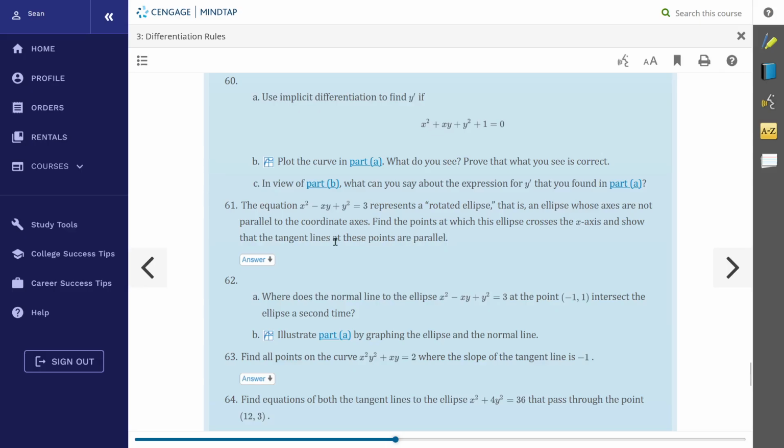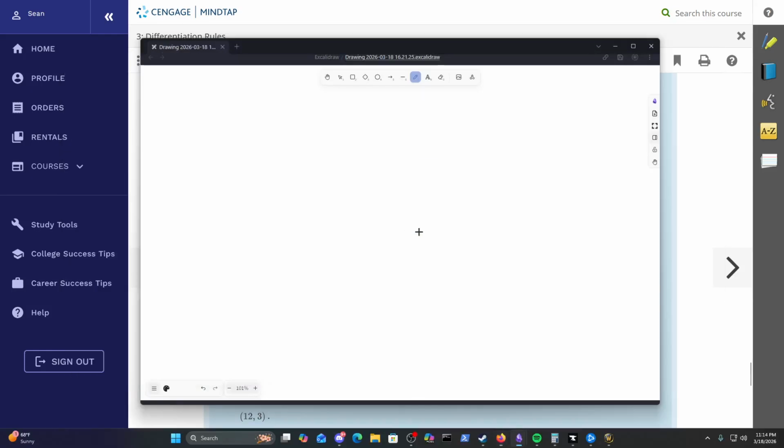Because if the slopes are equal at those points, then they'll increase and decrease at the same rate, and thus they will never, of course, cross each other or intersect each other at some distant point, and thus they will remain parallel. So we can go over to a drawing.